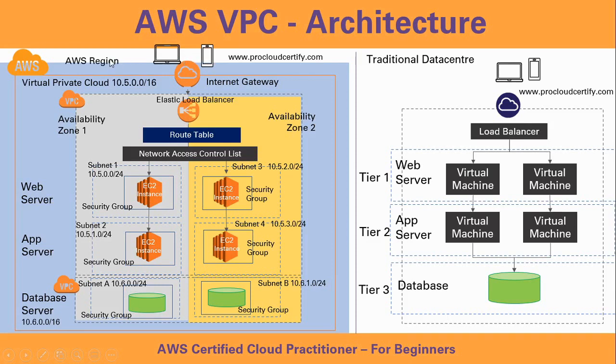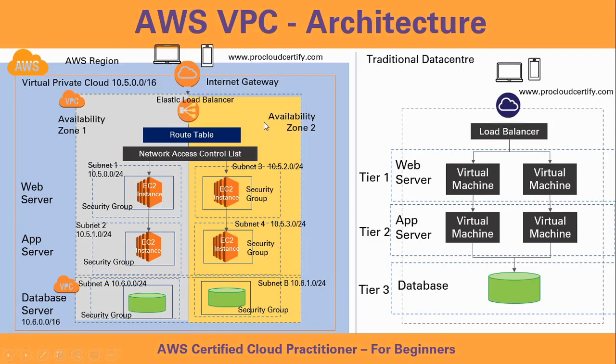Also, we would select the region that is closest to our users in order to ensure low latency. Once we've selected our region, we then build our isolated network, which is the virtual private cloud. We would leverage the availability zones within the virtual private cloud to then create a highly available application.